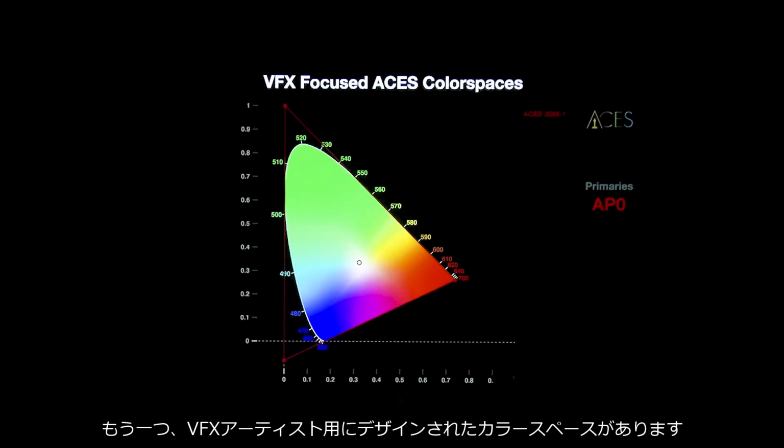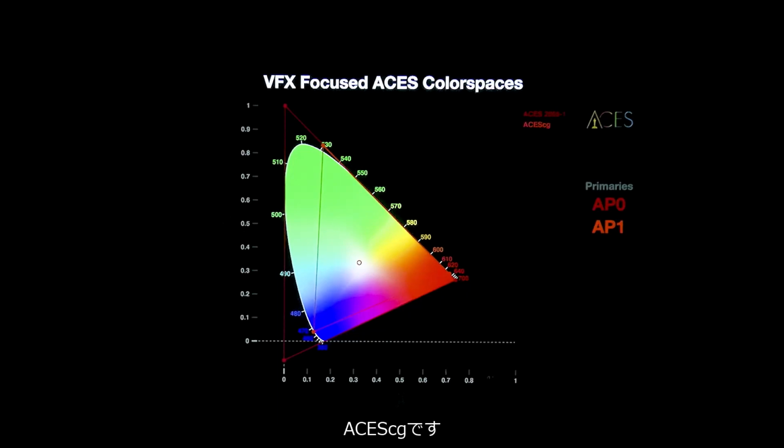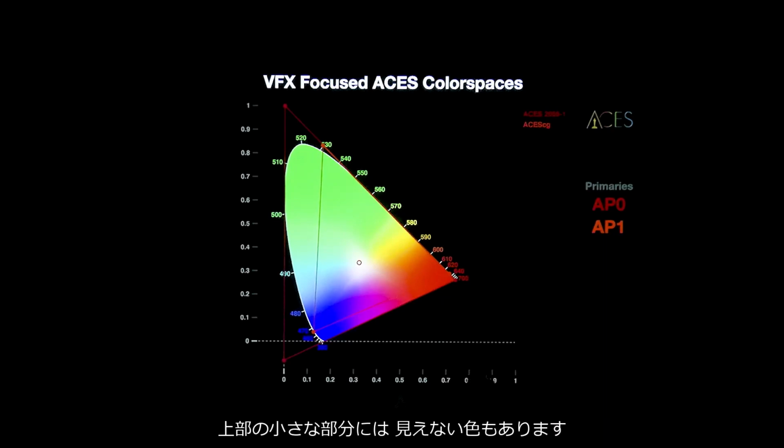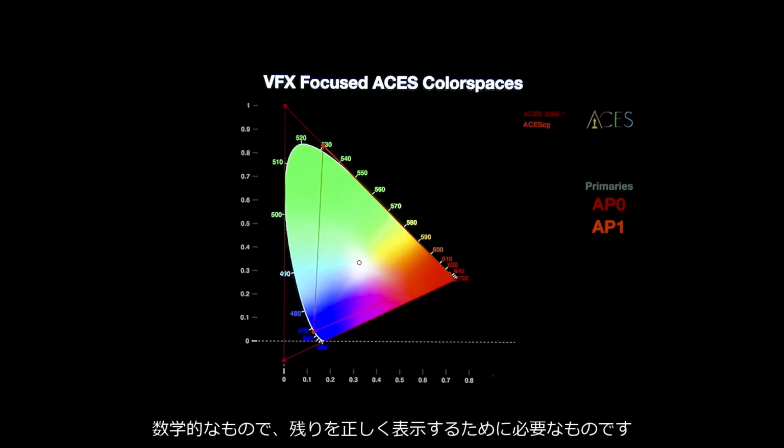Then there is another color space that is specifically designed for us visual effects artists. This is ACEScg. There are many reasons why this is smaller. If you compare this with the Rec 2020, it's very, very similar. And in here, in difference with the Rec 2020, which is actually a display color space, this is not. In here, you have even a little part at the top that are colors that you cannot see, but yes, it's a mathematical thing that you need in order to get the rest correctly.